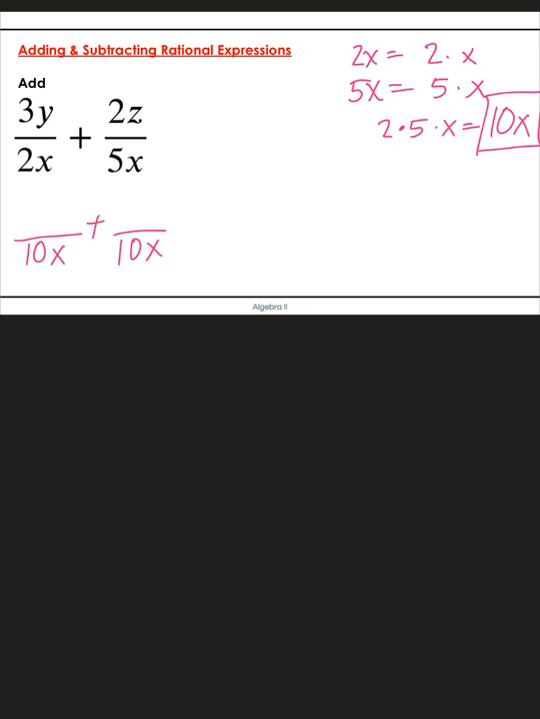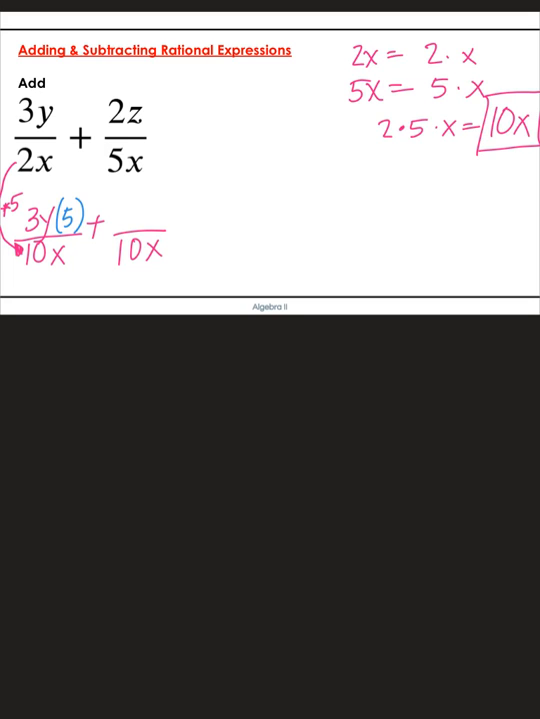And this is addition. Okay, so here's what you have to do. If I have 2x, 2x times what is going to give me 10x? Well, that's going to be times 5. So that means I'm going to keep my original numerator, and then I have to multiply it times 5 because I had to multiply 2x times 5 to get 10x.